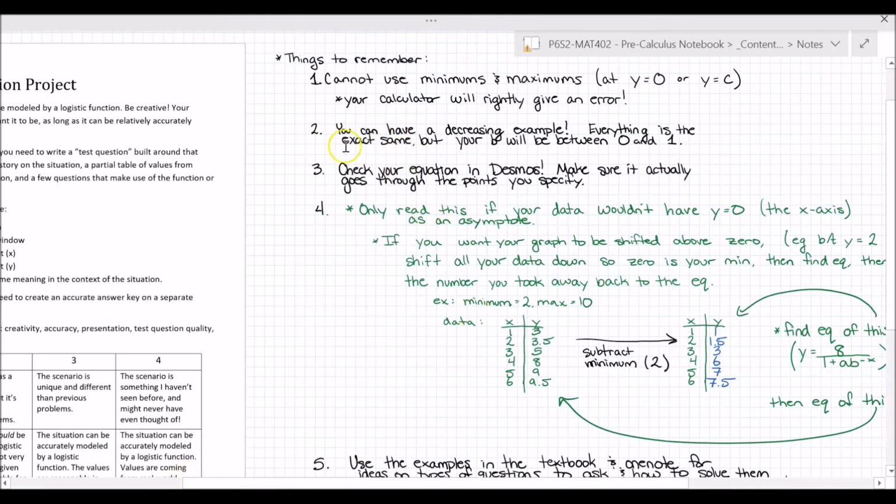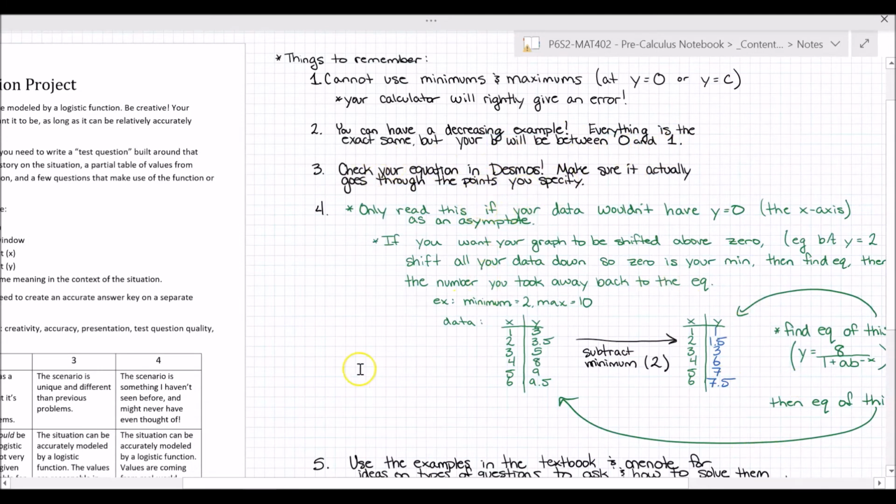You can have a decreasing example. It doesn't have to be an increasing logistic function. You could have something that was maybe decreasing, getting closer and closer to 0. The math is the exact same. You just end up with a b value that's less than 1, between 0 and 1. Make sure you check your equation in Desmos.